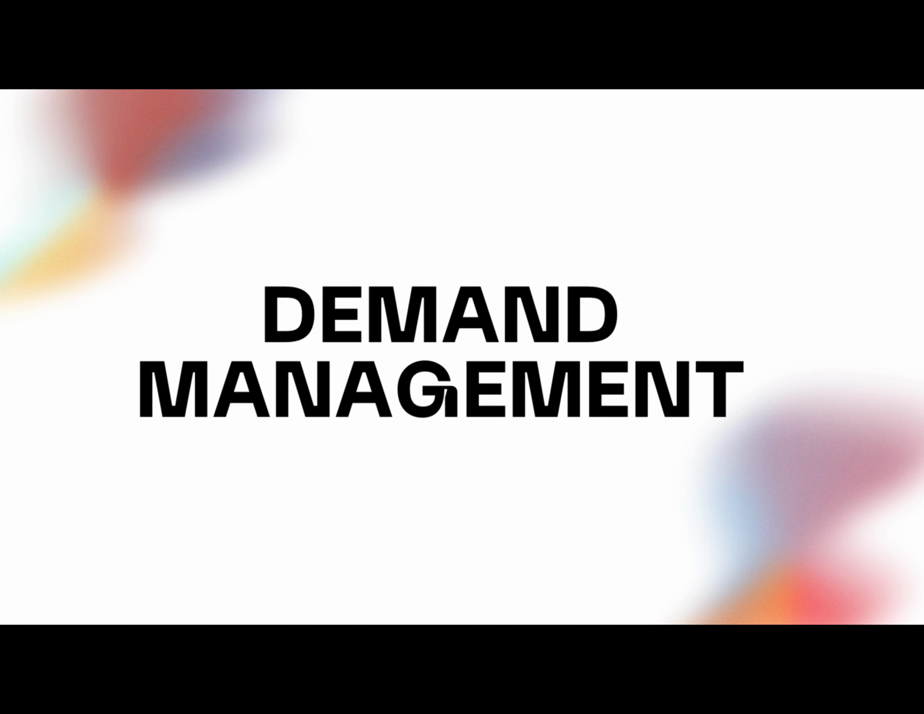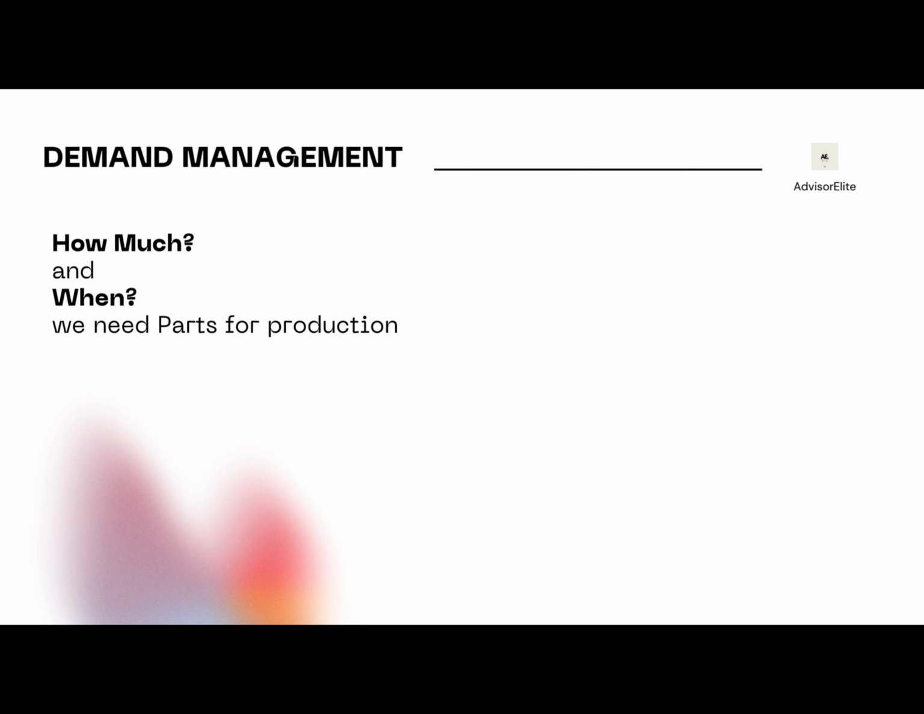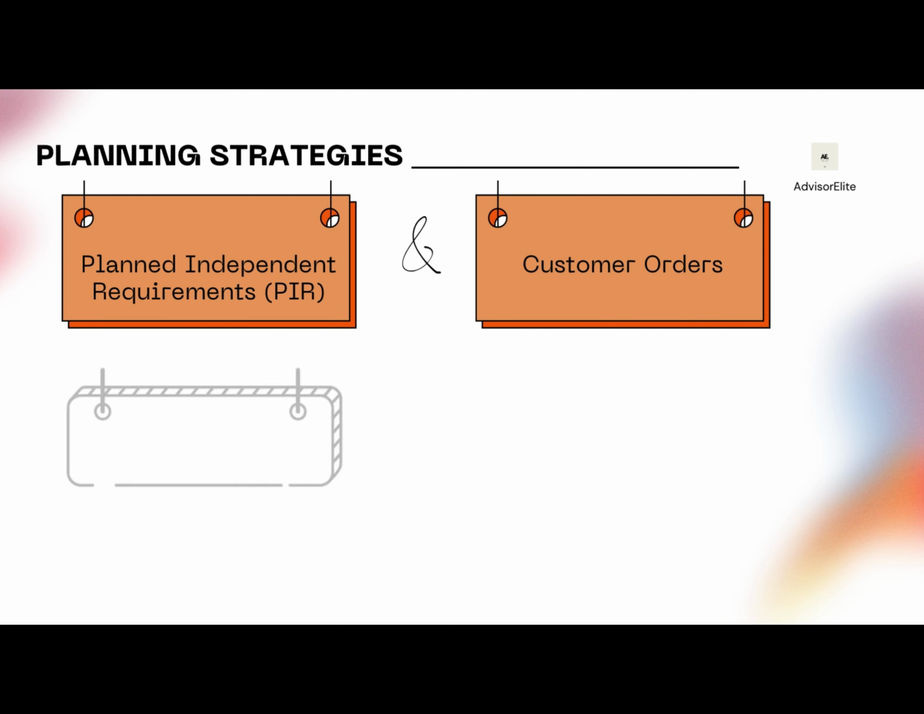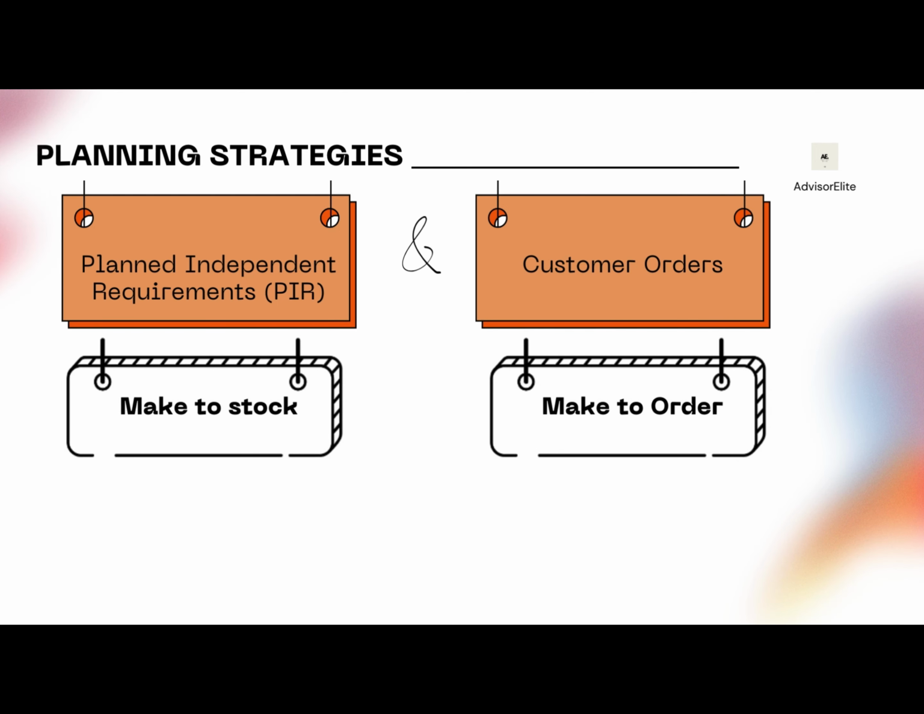Now, let's pivot to the topic of demand management in SAP PP. The main task here is to figure out how much and when we need certain items, whether for finished products or parts. Demand management collaborates with planned independent requirements, or as we call it in technical terms, PIR, and responds to customer demands. A quick note for you all to know.